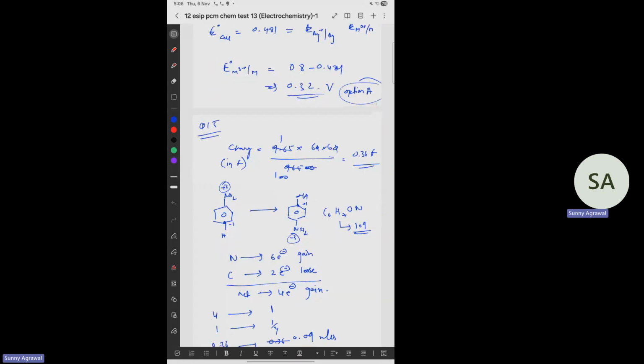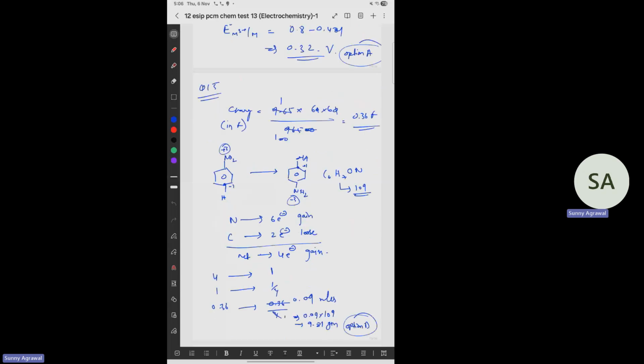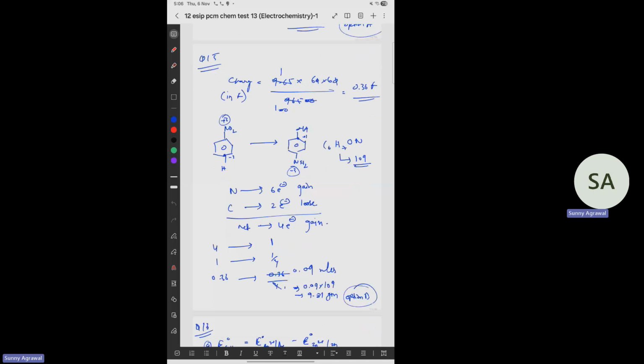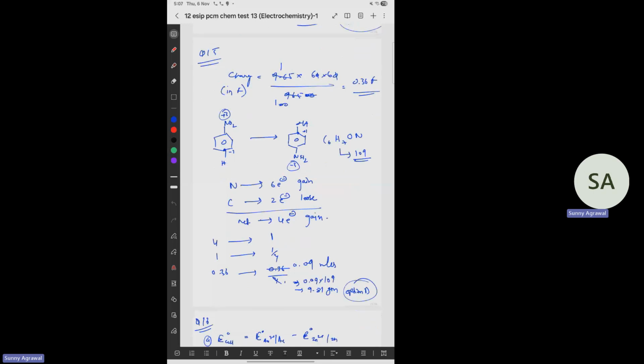Question number 15. A 9.65 ampere current is passed for 1 hour through nitrobenzene in acidic medium. The final product is para-amino phenol. We have to first calculate the number of electrons transferred during this process. Here NO2 will be converted into NH2. Earlier, nitrogen in NO2 was in the +3 oxidation state, and later in NH2 it is in the -3 oxidation state. In total, there is a gain of 6 electrons during this conversion.